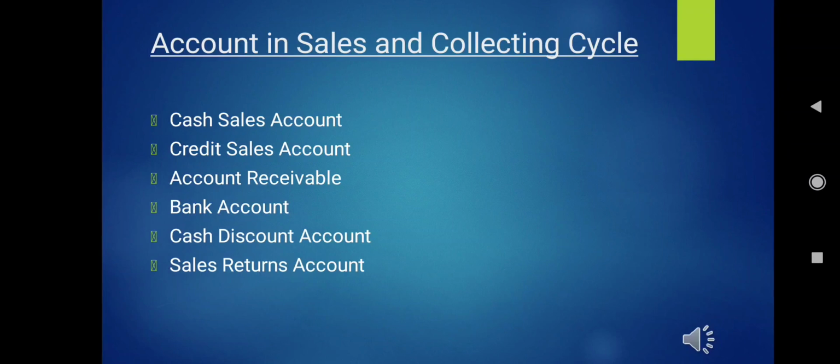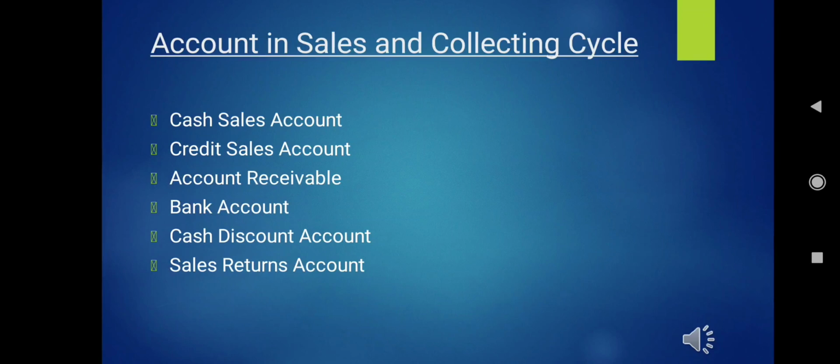Next, after we see the sales and collecting cycles activity process, I will go to the accounts that are involved in the sales and collecting cycle. So, there are a few accounts that are involved in sales and collecting cycles. Like for the first one, we have cash sales account, second credit sales account, third account receivable, and the fourth is bank account, and the fifth we have cash discount account, and the last one sales return account.